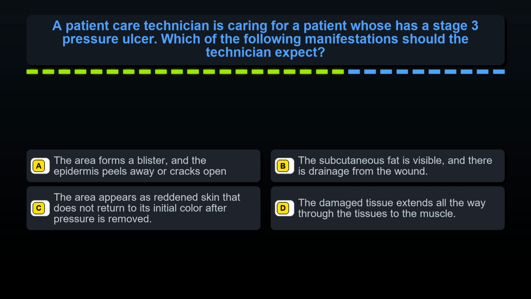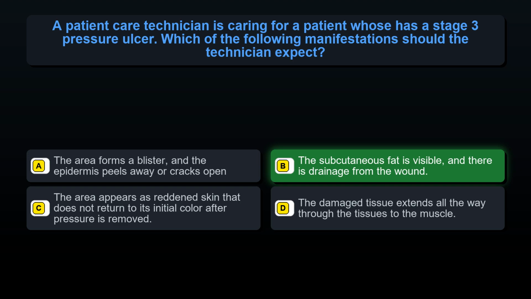Option A. The area forms a blister, and the epidermis peels away or cracks open. Option B. The subcutaneous fat is visible, and there is drainage from the wound. Option C. The area appears as reddened skin that does not return to its initial color after pressure is removed. Option D. The damaged tissue extends all the way through the tissues to the muscle.